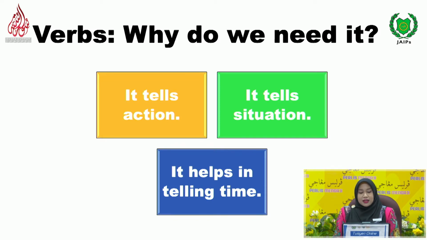And number two, it tells the state in a sentence. The state maksudnya keadaan, situasi. Like you love someone, you cannot show it. How do you show someone that you love someone? Okay? And then senses. Perkara yang berkaitan dengan deria rasa. You remember your thought. Pemikiran kamu. So that is all the state. Number three, it helps in telling times in a sentence. So this involves the present tense, past tense, and future tense. So verbs play an important role here. Okay?